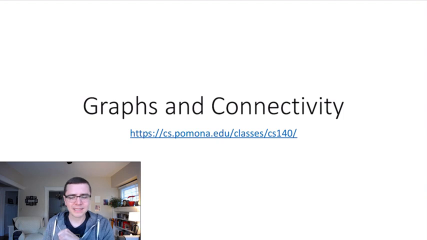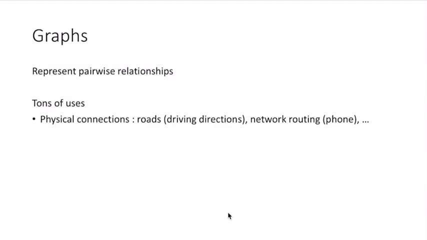So this set of slides is just to remind you of some of the basic important aspects of graphs that you may have seen in your data structures course. All right, so really graphs can be boiled down to this. They represent pairwise relationships. They have a ton of uses. You could think of them as representing in code physical connections, so roads, and then the problem you're trying to solve is giving driving directions.